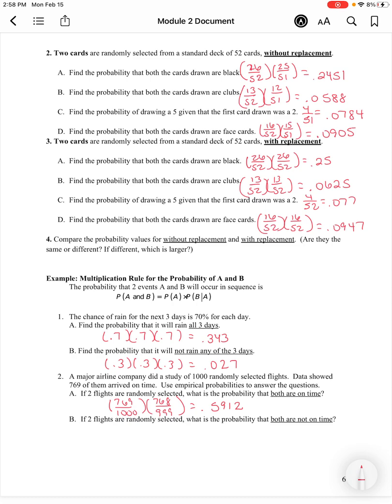If 2 flights are randomly selected, what's the probability both are not on time? So if 769 of them are on time, then 231 of them are not on time. So that would be 231 out of 1,000 times 230 out of 999, which gives you 0.0532.